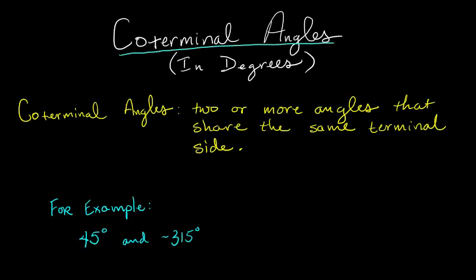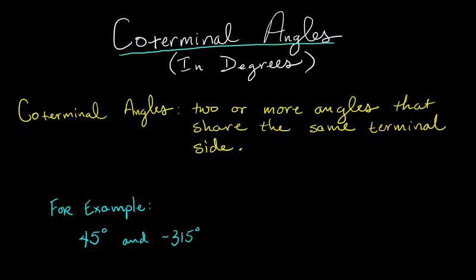In this video today, we're going to talk about coterminal angles in degrees. When working with angles, you have two different types of angle measures: degrees and radians. This video will do coterminal angles in degrees, and then we'll do coterminal angles in radians in another video.